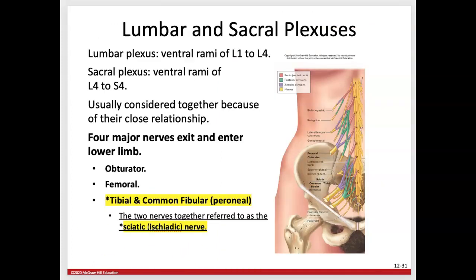So the lumbar and sacral plexuses, again, what I mentioned earlier, is that they are going to be related to the lower limb and the hip. I do have some things highlighted here.